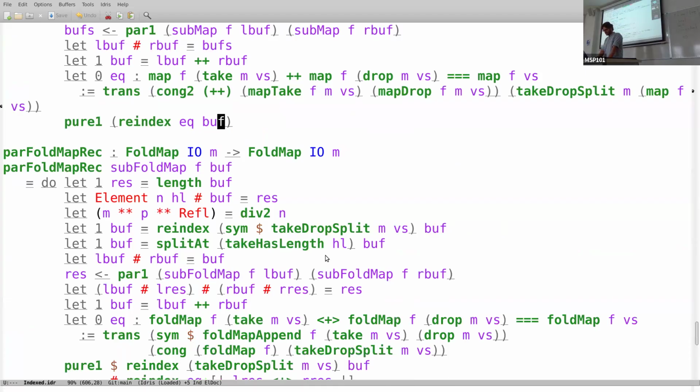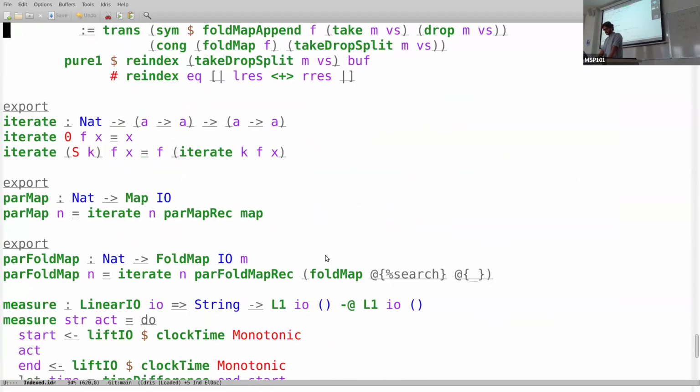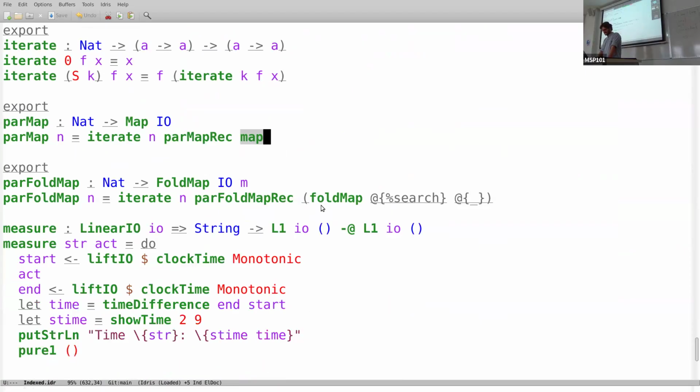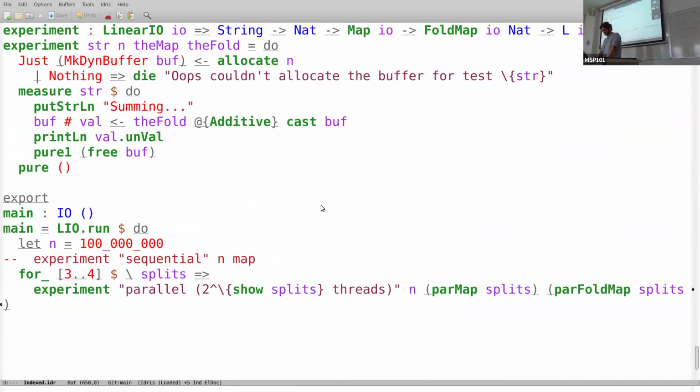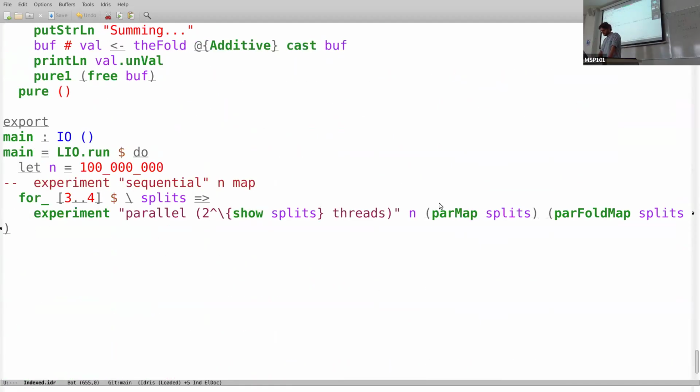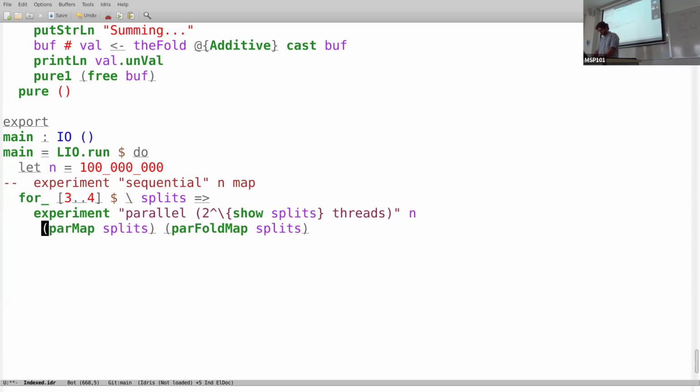And then we can have some fun with iterating this one step of splitting the buffer into 2, and then at the leaves applying the sequential. And then that's where we end up with this thing where I don't know if I should run it.